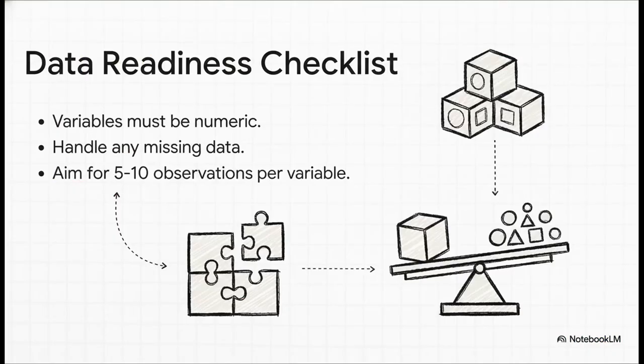So first things first on our checklist, make sure your data is ready to go. That means all your variables have to be numeric. You'll also need a plan for any missing data. The easiest thing is usually just to tell SPSS to ignore those cases. It's called list-wise deletion. And super important, you need enough data. A really good rule of thumb is to have at least 5, but ideally 10, people or observations for every single variable you're looking at.